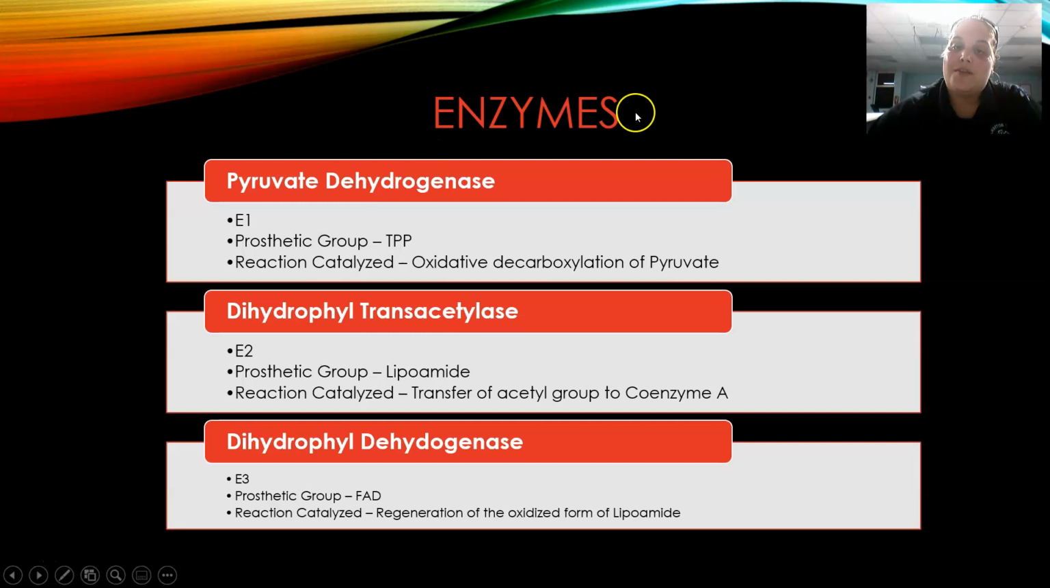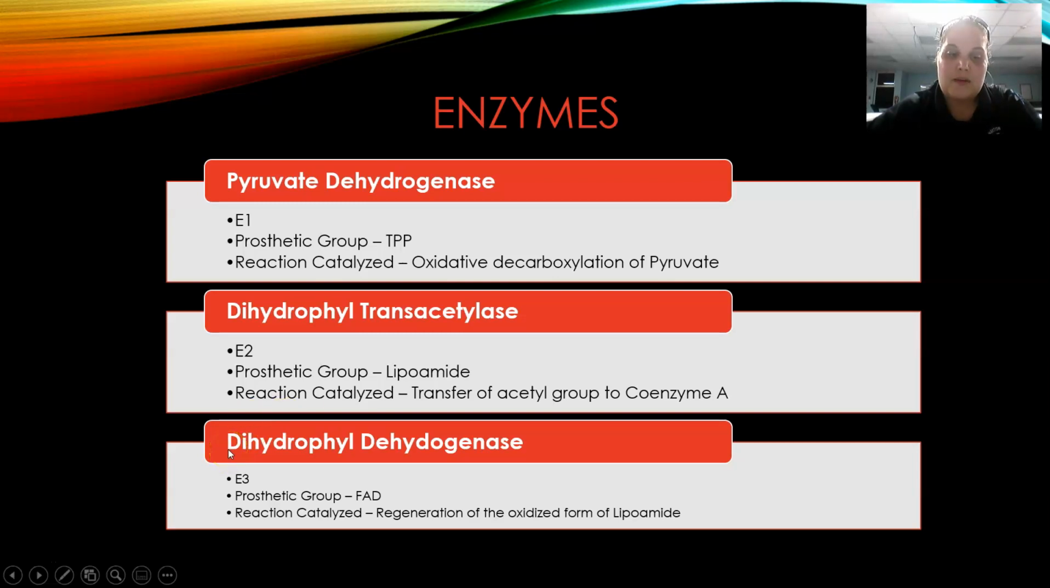Moving on to our three main enzymes. The first one is pyruvate dehydrogenase. It's the E1 enzyme in the complex. Its prosthetic group is TPP, and the reaction that it catalyzes is the oxidative decarboxylation of pyruvate. The second enzyme in the complex is dihydrolipoyl transacetylase, and its abbreviation is E2 with a prosthetic group of lipoamide, and it catalyzes the transfer of the acetyl group to coenzyme A, or CoA.